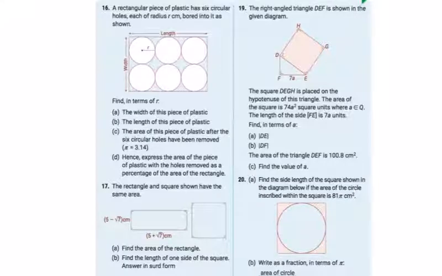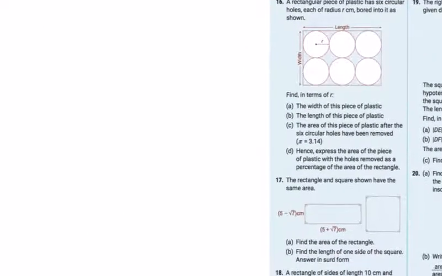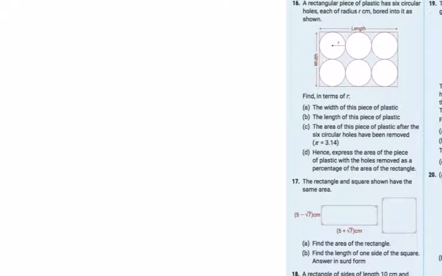So in this video we're going to look at question 16 up to 21, or the start of 21. A rectangular piece of plastic has 6 circular holes, each of radius r. So you can see here there's going to be an r here, an r here. So there's 6 of them all the way across. There's going to be 4 of them going up that way. So we have 4r and we have 6r.